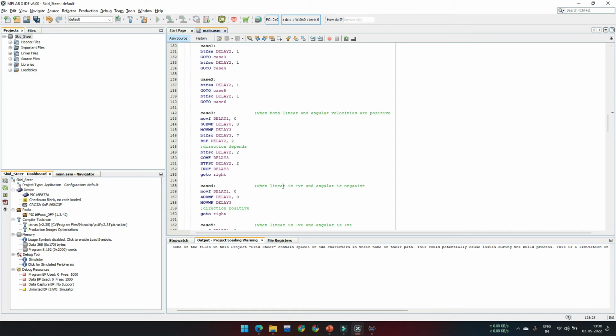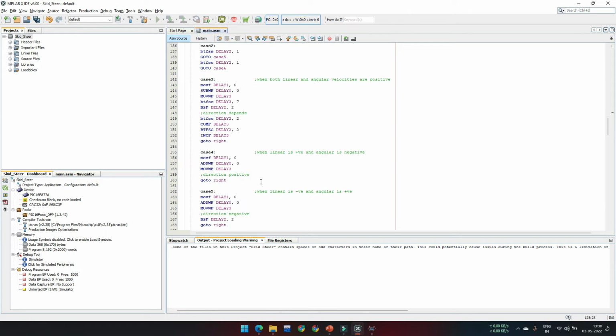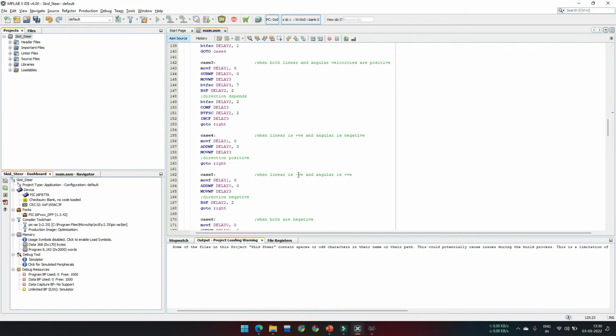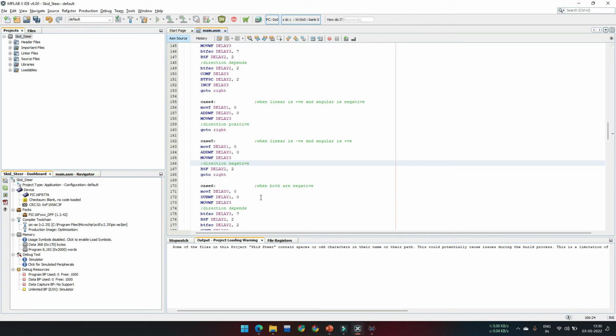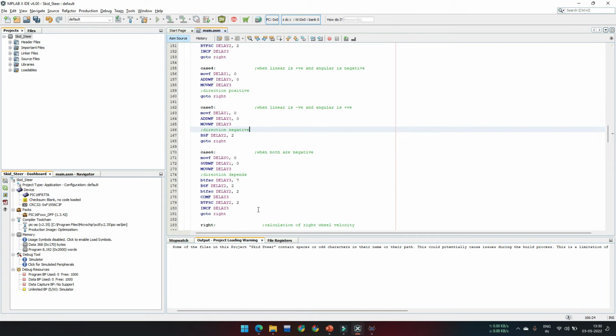So when both are positive, the direction will depend on whichever term is bigger. When linear velocity is positive and angular velocity is negative, then both will add up and the direction will be positive. When linear velocity is negative and angular is positive, then the sum will come out to be negative and the direction will also be negative. When both the commanded velocities are negative, then also the direction will depend on whichever term is bigger.